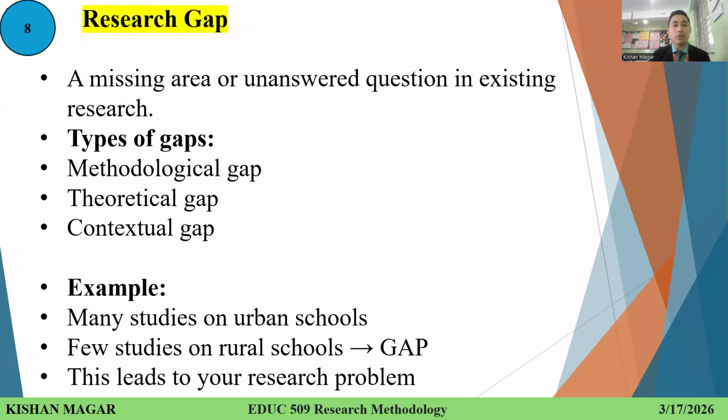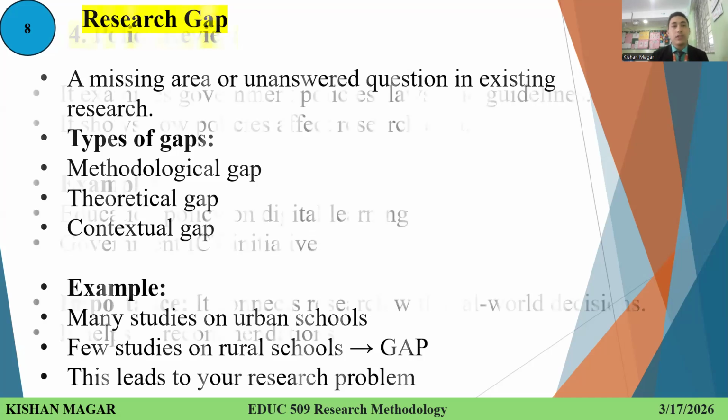So let's move on to the concept of the research gap. What is a research gap? A missing area or unanswered question in the existing research is known as the research gap. There are types of research gap as well: a methodological gap, a theoretical gap, and a contextual gap. An example of a research gap can be many studies on urban schools, yet few studies on rural schools. That is a gap, and this leads to your research problem. So if you take this example, we can get the concept of research gap.